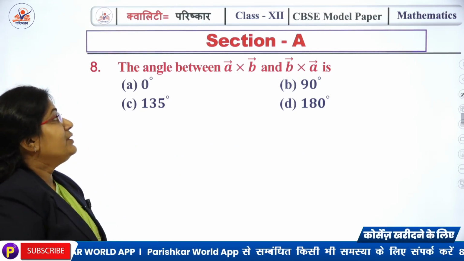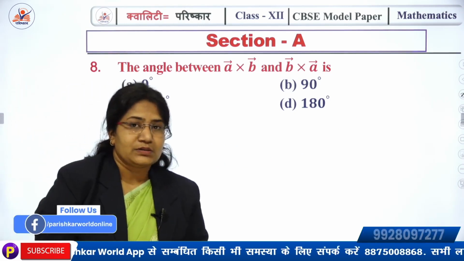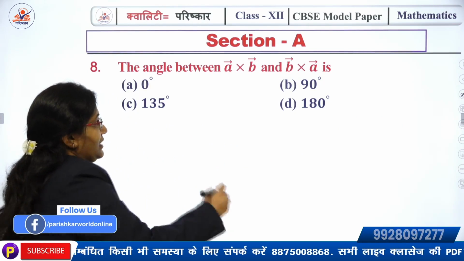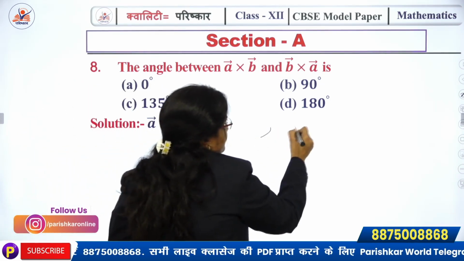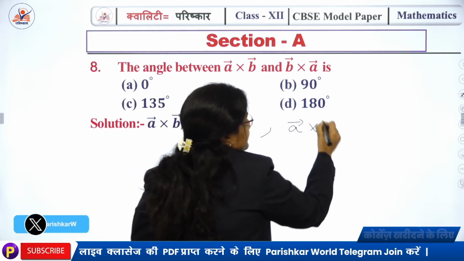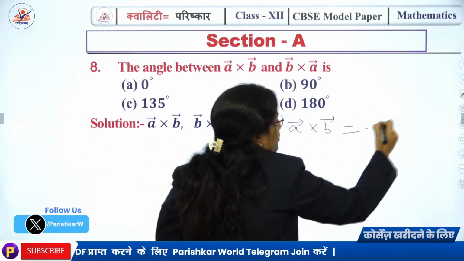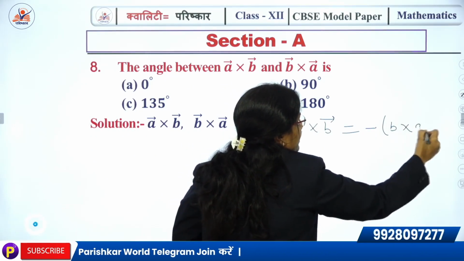The angle between A cross B and B cross A. Students, as you know, A cross B is equal to minus of B cross A.